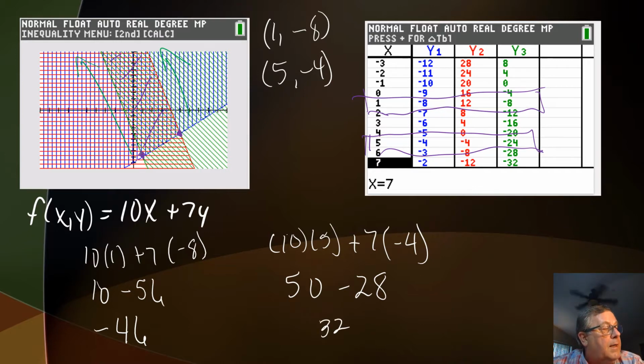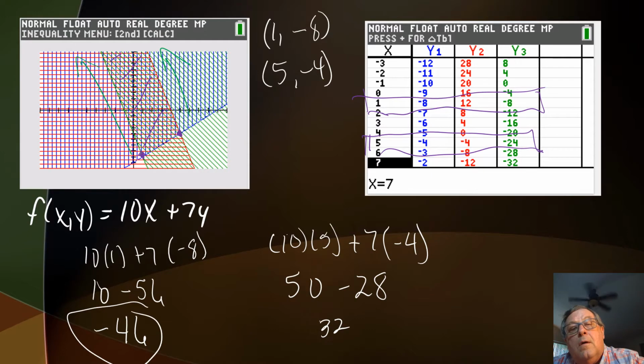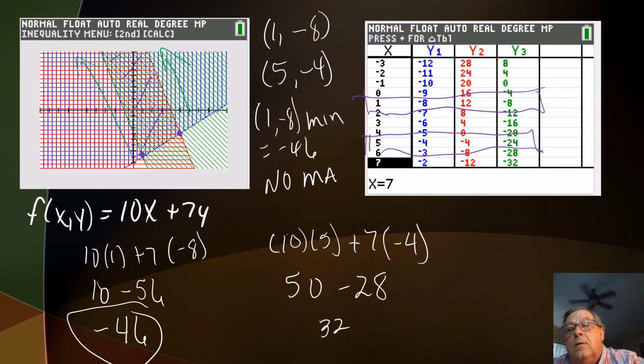And so I've got a minimum right here. At 1, negative 8, we have a minimum, which is equal to negative 46, and we have no max. All right, unbounded regions, linear optimization, a lot of business applications to be used with that.